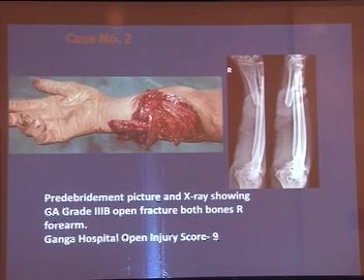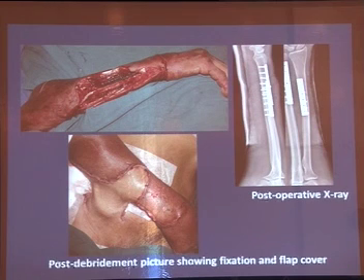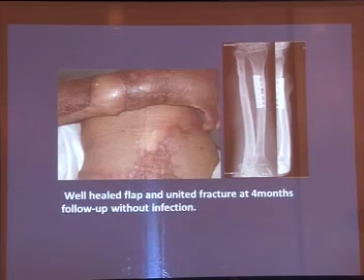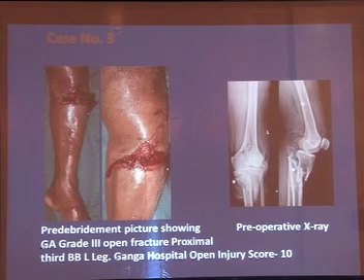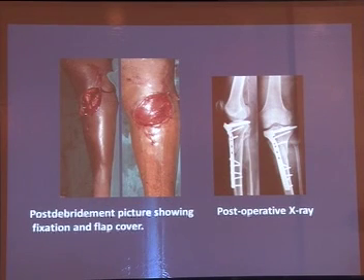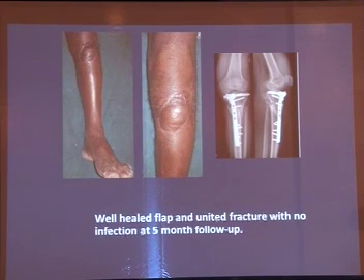In the second case, it was a type 3 fracture of both bones of the forearm. The fracture was fixed with a plate, the wound debrided, and an abdominal flap was done. The fracture at 4 months went on to heal well, and the wound also healed. This is again a type 3 fracture of both bones of the leg with Ganga Hospital score 10. The wound was debrided and the wound healed.